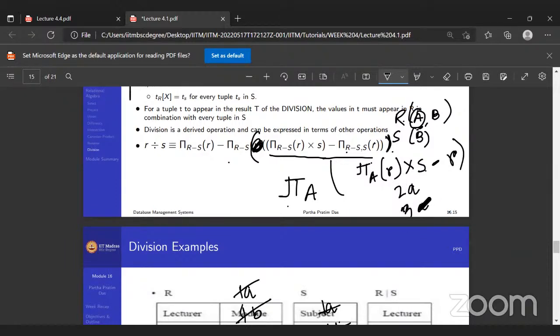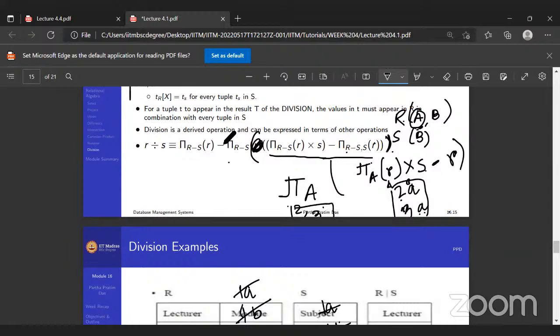So this is the output, right? Pi A means this is A, this is B. So pi A means 2, 3, right? This is the result after evaluating this whole expression: 2A and 3A. Are you able to follow me? So pi A means we get 2 and 3 as output.